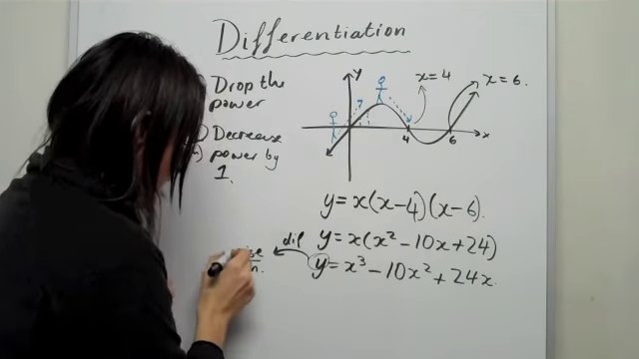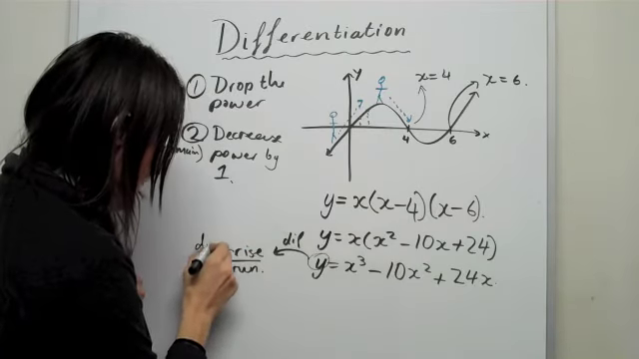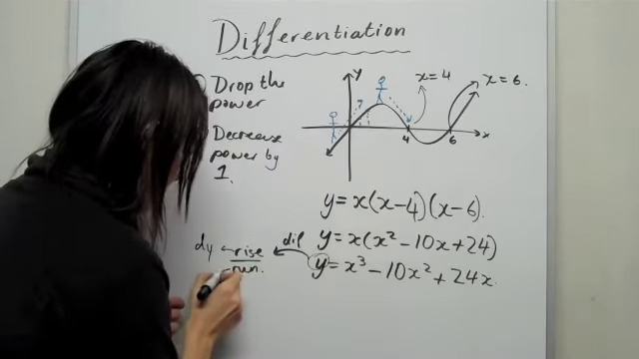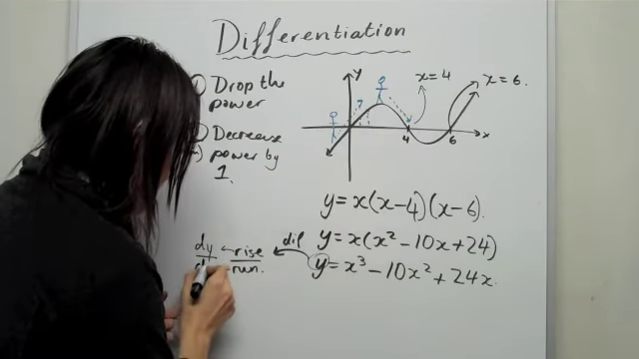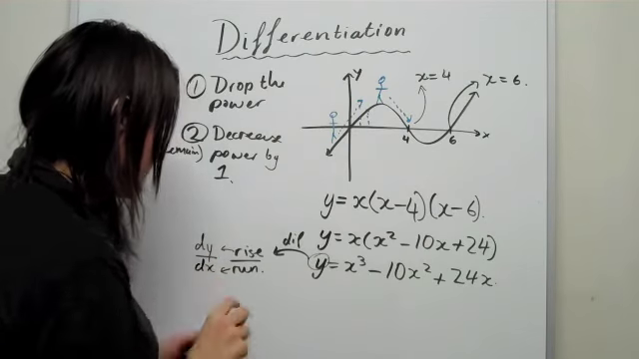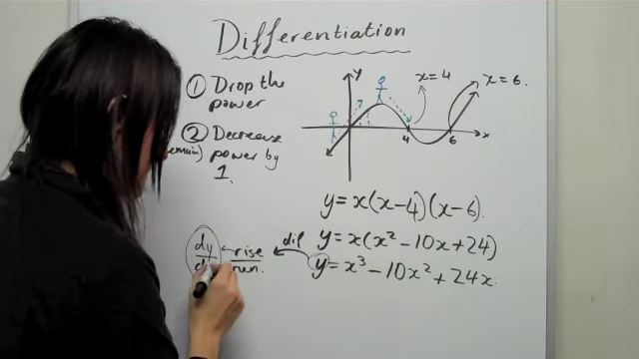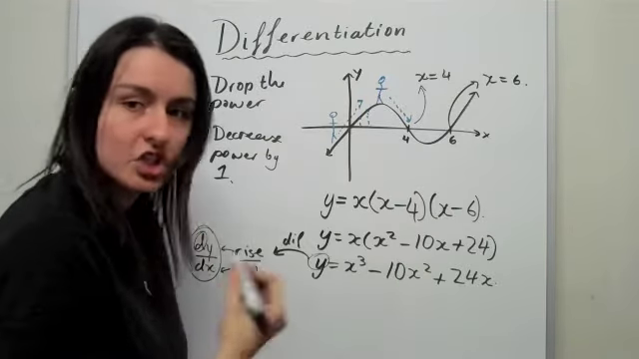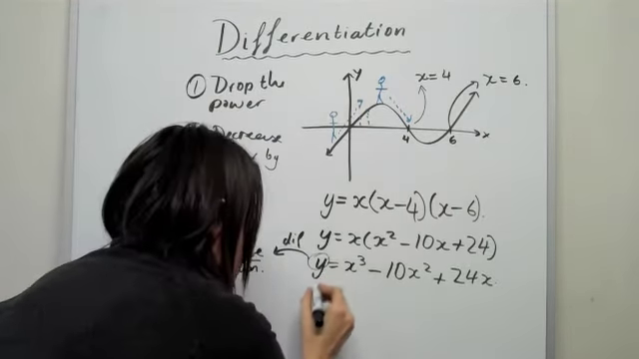Rise can be seen as the change in y values because it's going up. The run can be seen as the change of x values. So this is basically what you build, dy over dx. This is where it comes from. The d stands for the change. Okay, so let us differentiate this.